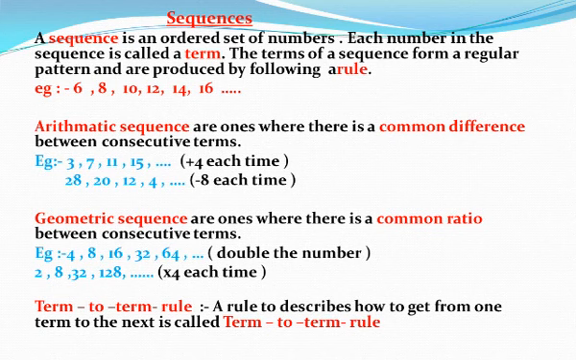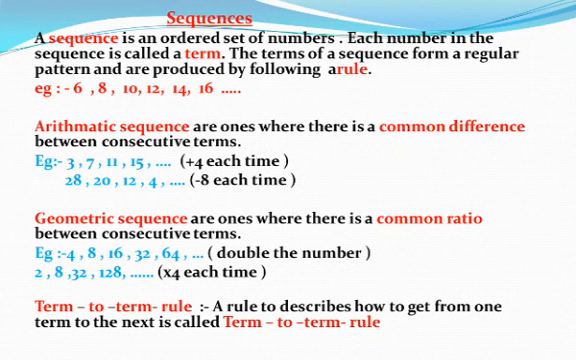Here I am going to give you two examples. First example is 3, 7, 11, 15, etc. Here, the common difference is plus 4 each time. And the next one, 28, 20, 12, 4, etc., where the common difference is minus 8 each time.